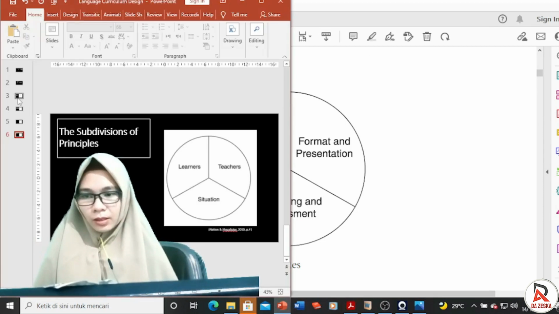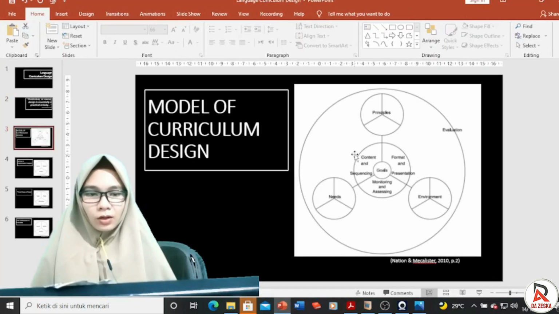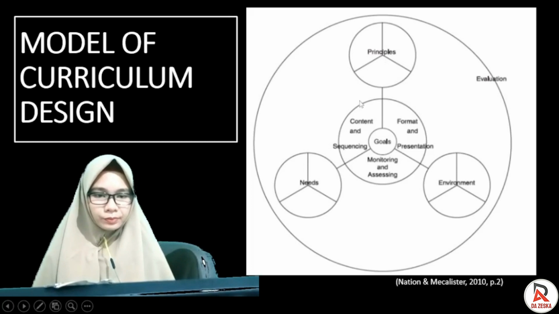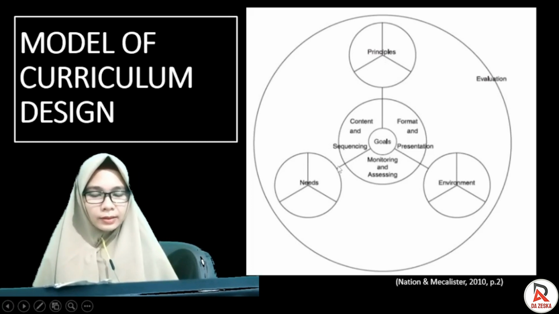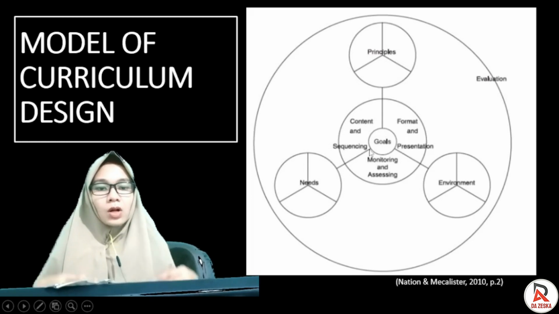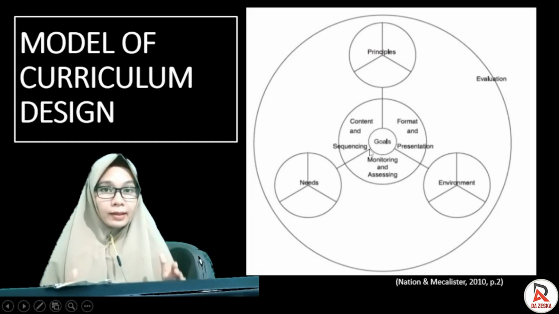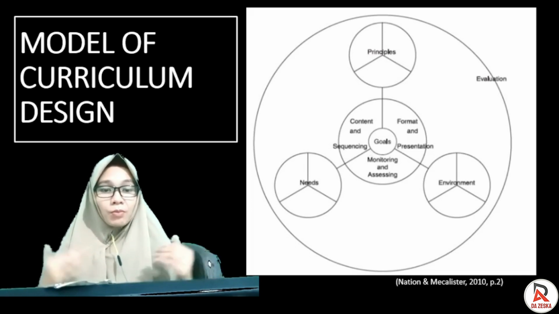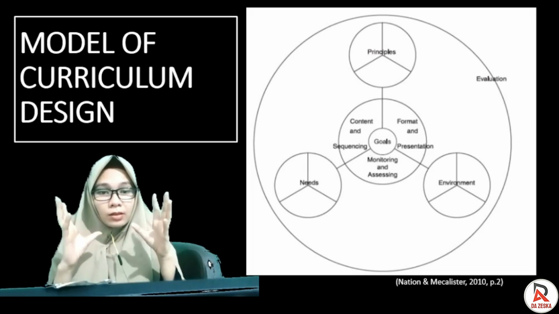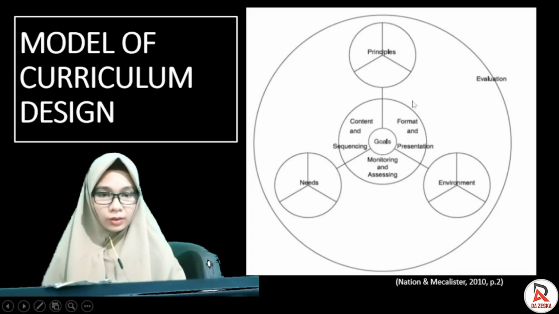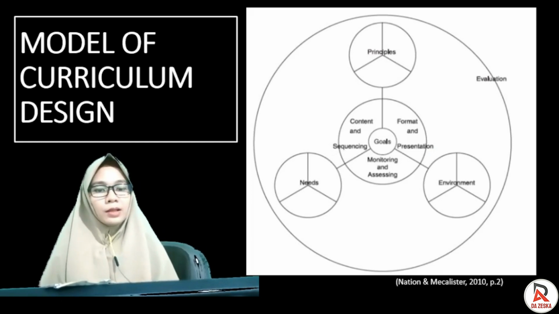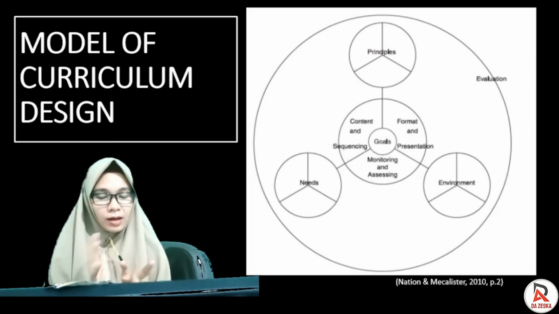I guess that's in my PowerPoint slides. Oh, yes, it is. Here. This is clear over here: the principle, and the inner circle over here, content and sequencing, monitoring and assessing, format and presentation. So the things you do with content and sequencing, the things you do with format and presentation, and the things you do with monitoring and assessing, these three subdivisions in the inner circle are important.